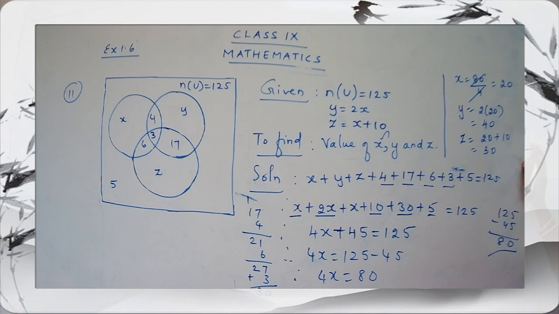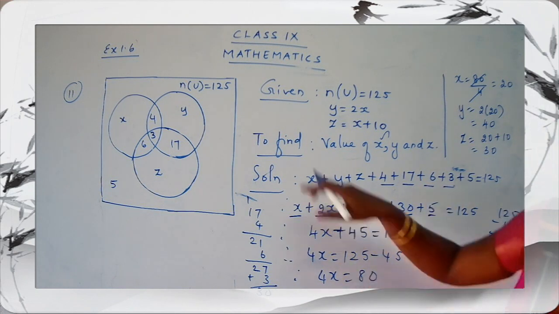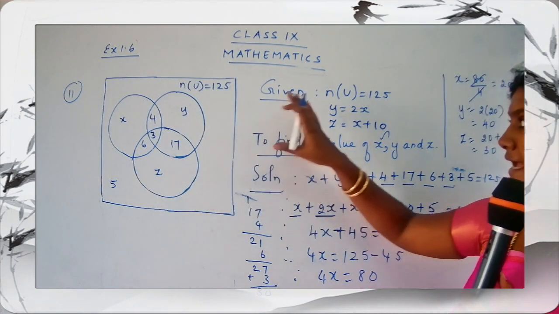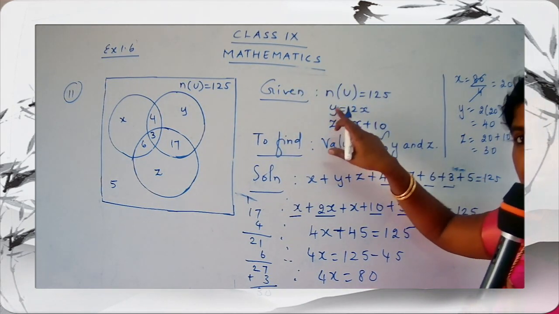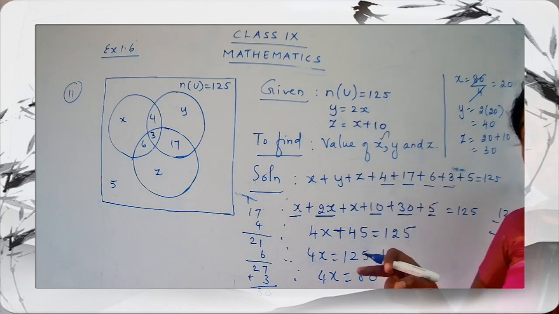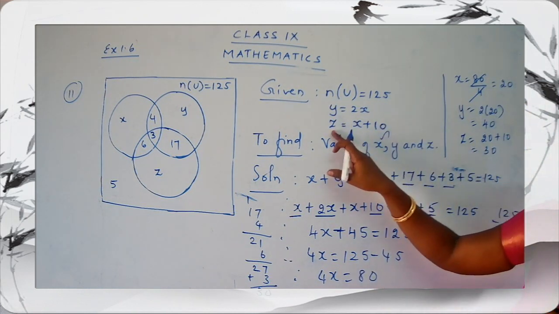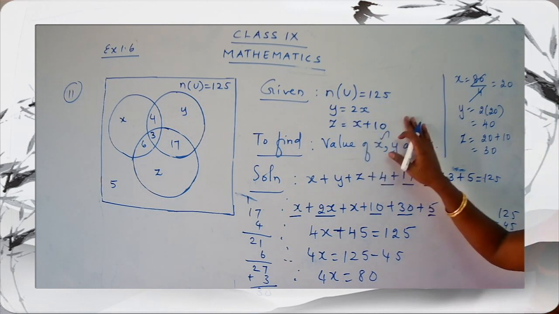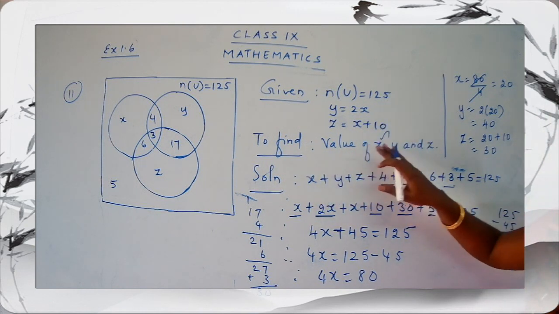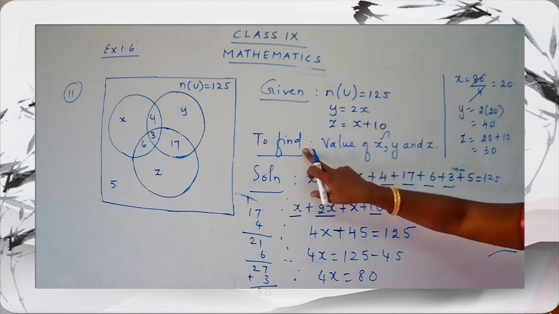Clear, children? Okay. Let us have a small recap of this sum, children. This is a term where you are dealing with all the variables and some conditions. So let me explain to you once again. First of all, you are being given a figure. And what are you going to do? You are going to write down the given part. So n of u was given to you. And they have given you the condition that y is 2 times of x. So 2 times means 2 into x. And z is, what is that? 10 more than x. More means you are going to do addition. So x plus 10. So here the thing is to find the value of x, y, and z. That is what I have written, to find.